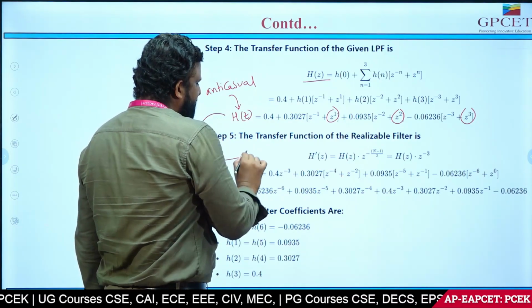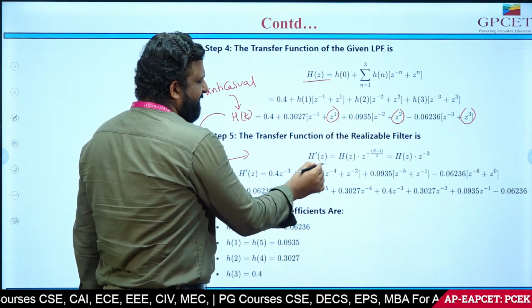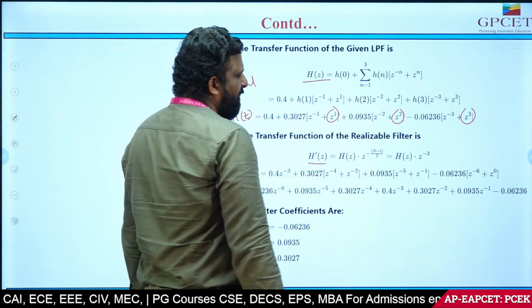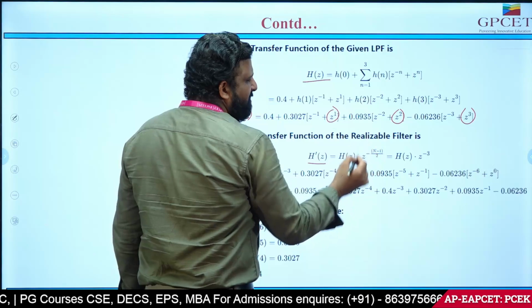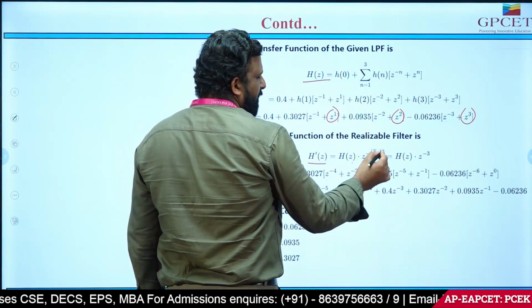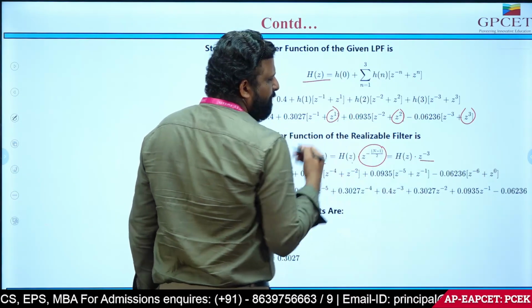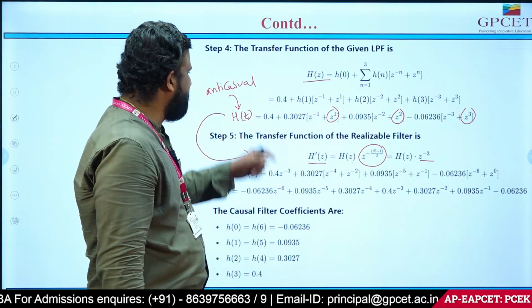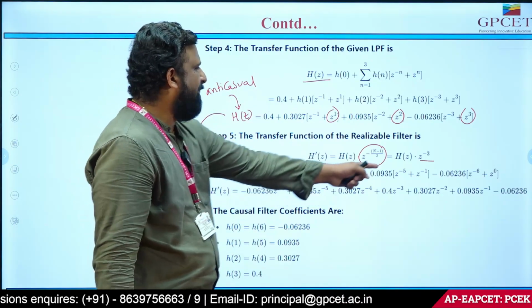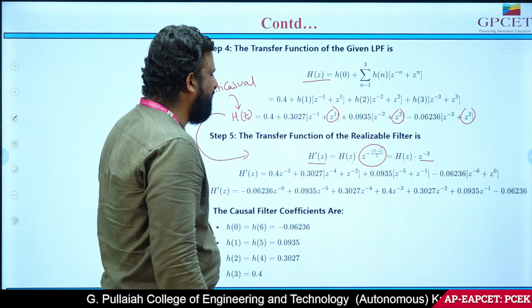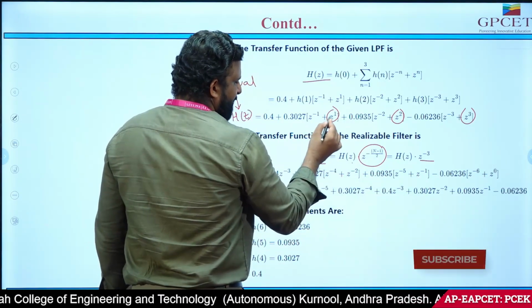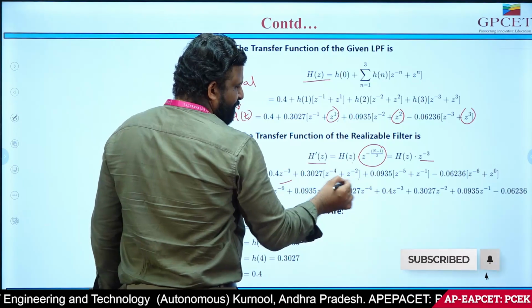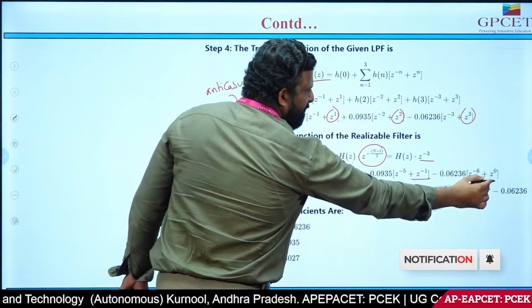So what we are doing is converting this anti-causal filter to a causal one, that is h inverse of z. How are we going to convert it? We multiply this h of z with z power minus of n minus 1 by 2. According to this, the value will be z power minus 3. So h of z is multiplied with z power minus 3, where all the positive powers are converted into negative powers: z power minus 3, z power minus 2, z power minus 1 and z power 0.